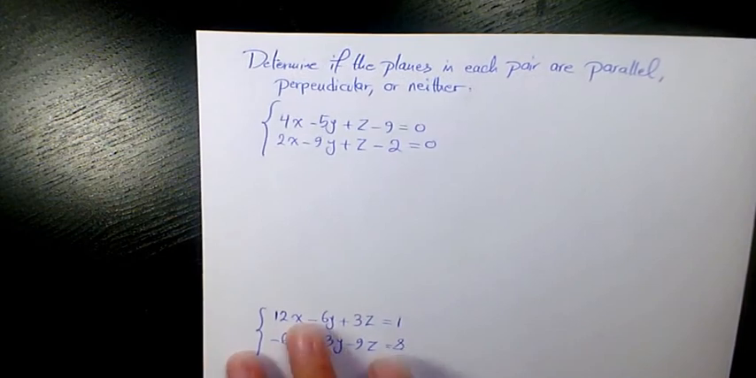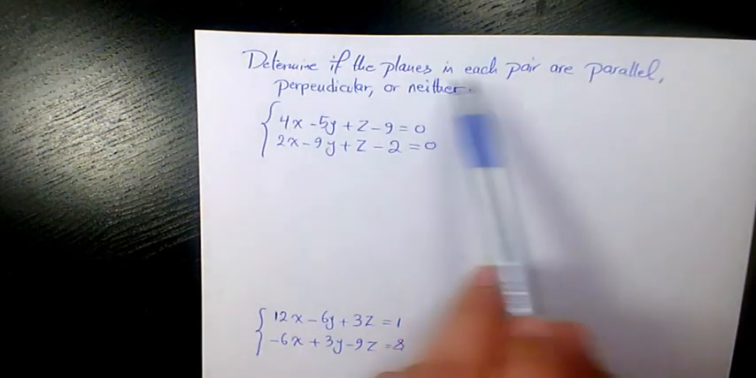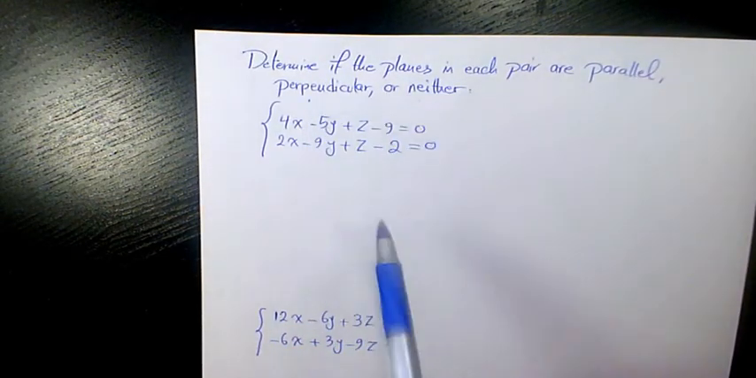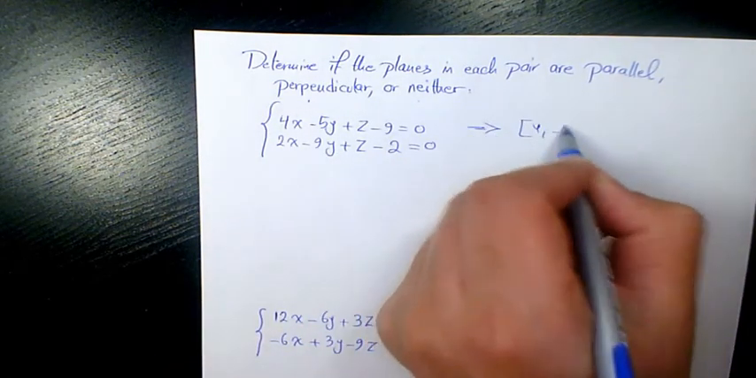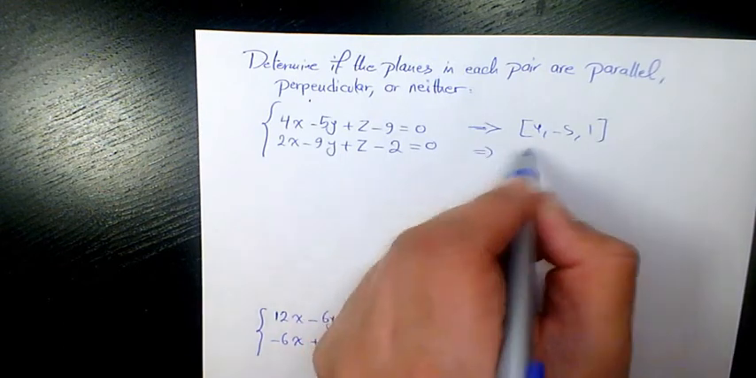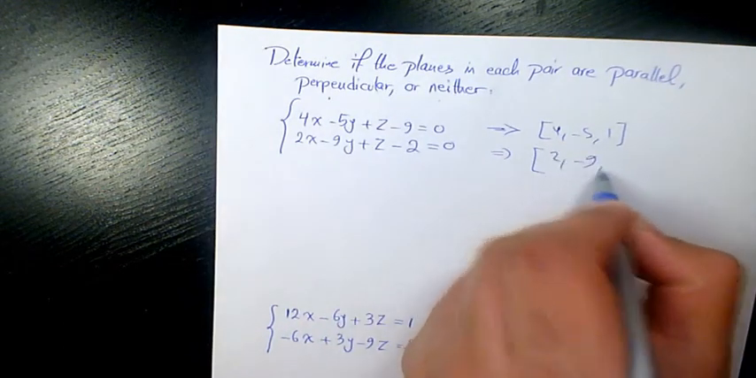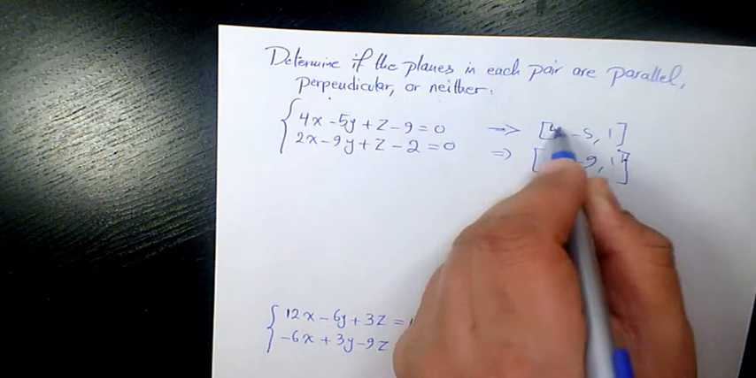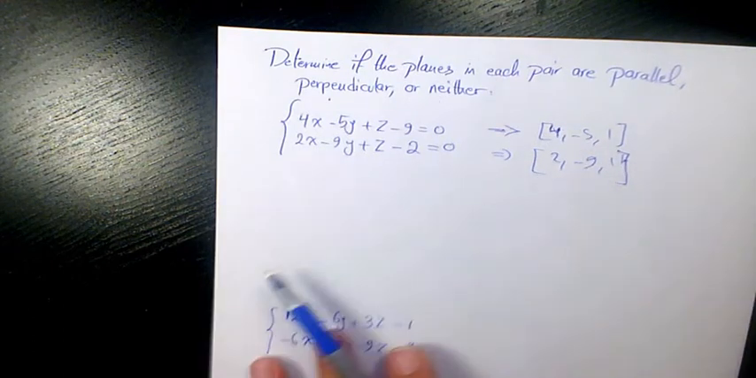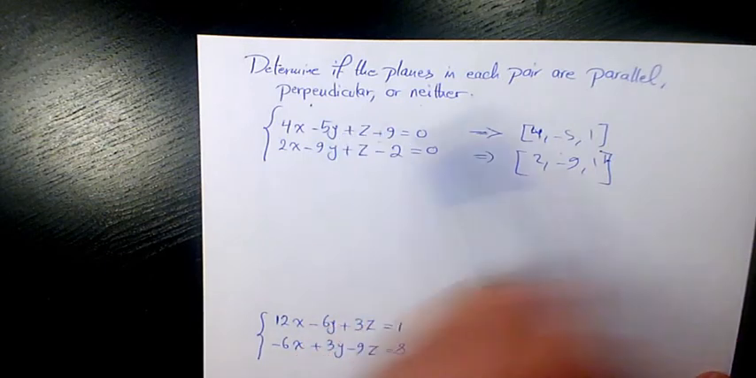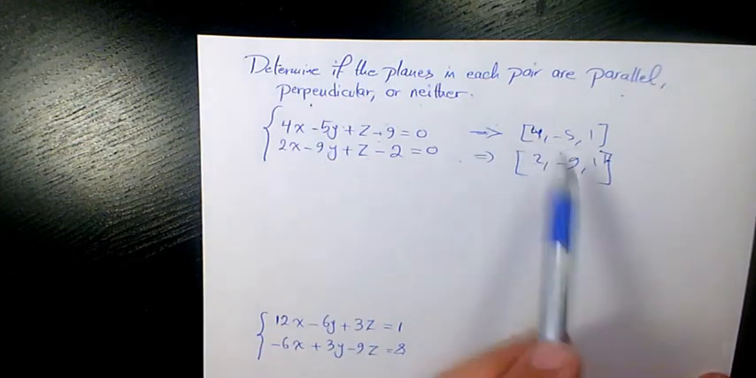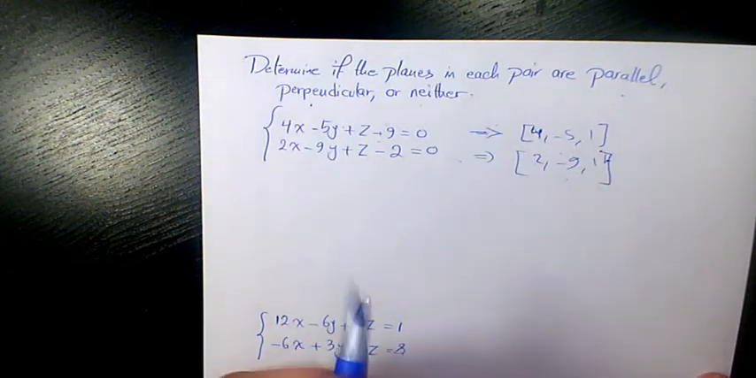It says determine if the planes in each pair are parallel, perpendicular, or neither. So here the normal vector is 4, negative 5, and 1. And here the normal vector is 2, negative 9, and 1. As you see, none of them is a multiple of the other one, so they are definitely not parallel. Let's see if they are perpendicular. If they are perpendicular, the dot product of the normal vectors has to be 0.